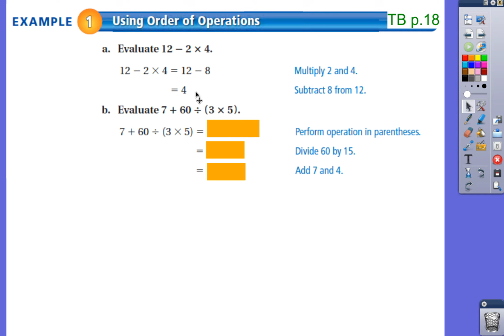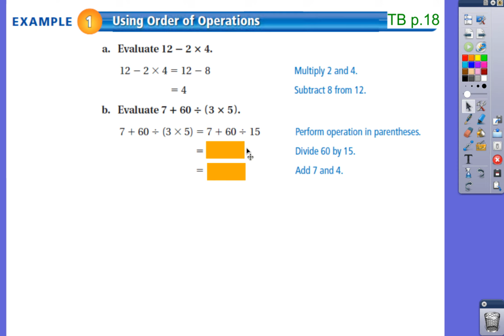Okay, let's look at the next problem. Evaluate 7 plus 60 divided by, parentheses, 3 times 5. Now, step 1 in PEMDAS is parentheses. So I'm going to do 3 times 5, which gives me 15. I now have 7 plus 60 divided by 15. I'm now left with addition and division. Division comes before addition in PEMDAS, so I do this division part next.